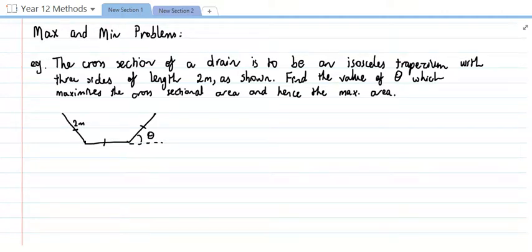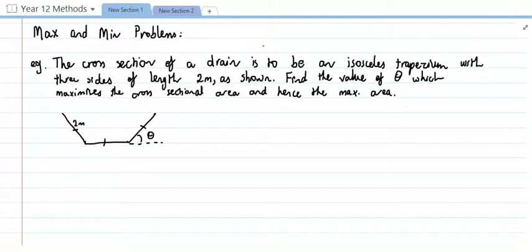Okay, this is hopefully the last video I'm going to do on this section. So, the cross-section of the drain shown below is to be an isosceles trapezium with three sides of length 2 meters, as it shows. Find the value of theta which maximizes the cross-sectional area, and hence the maximum area. There's not much actually given to you in this problem.